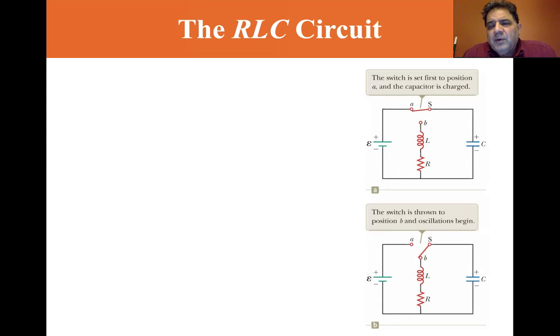But now we're adding a resistor. You're never going to get an idealized circuit because there's resistance in the wires. There's certainly resistance in the coil because it's made out of wires, so there's always going to be some resistance. But here we're actually going to add a resistor and see what the result is.